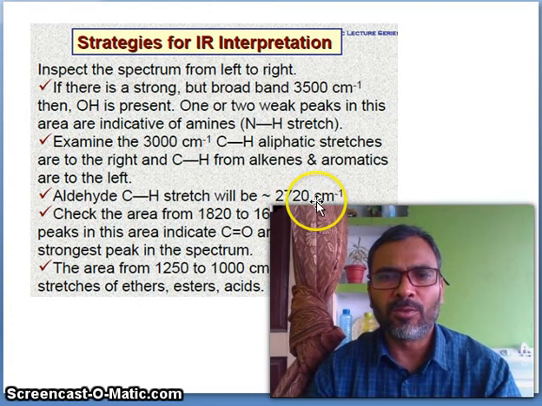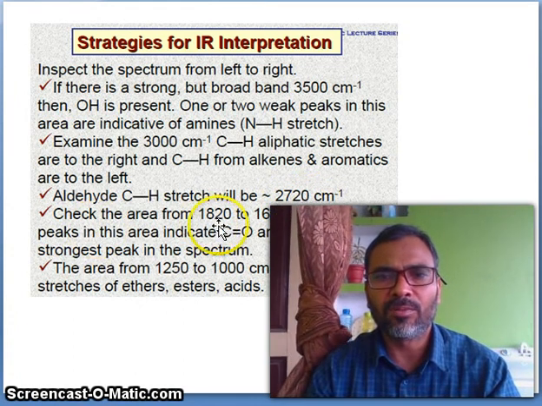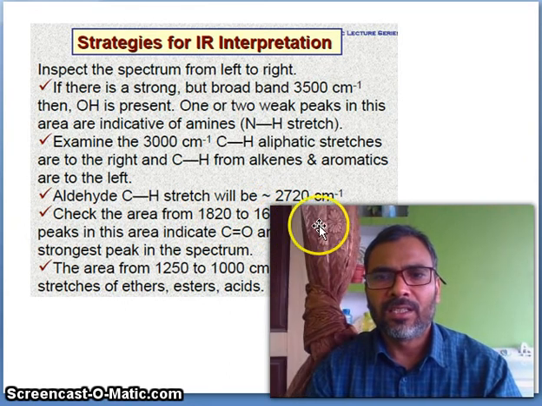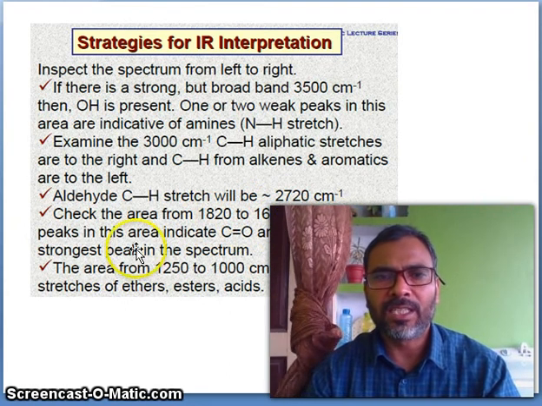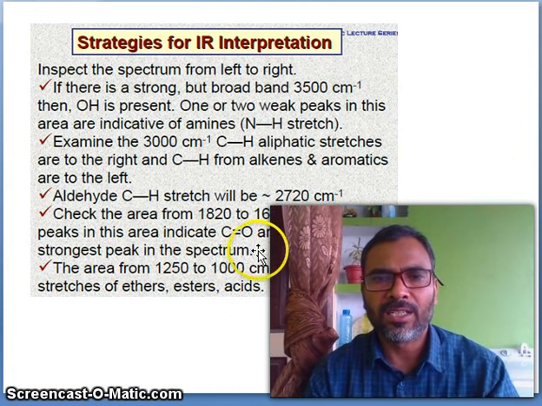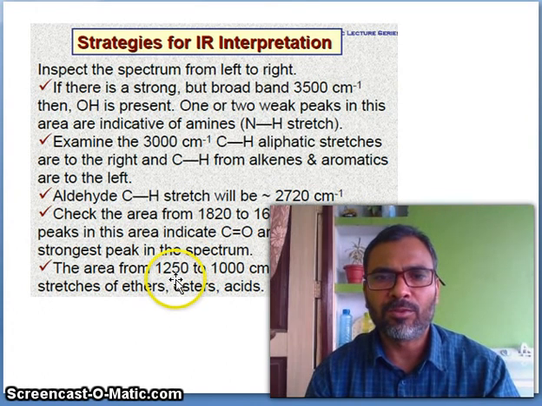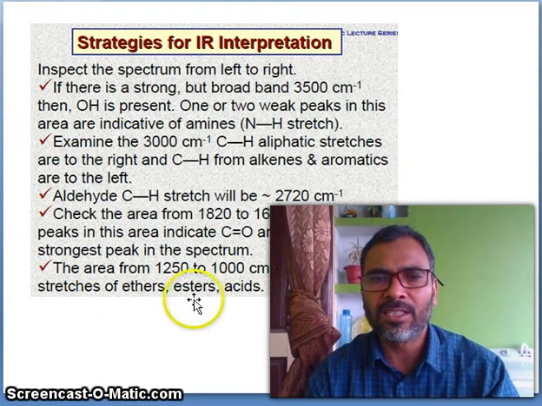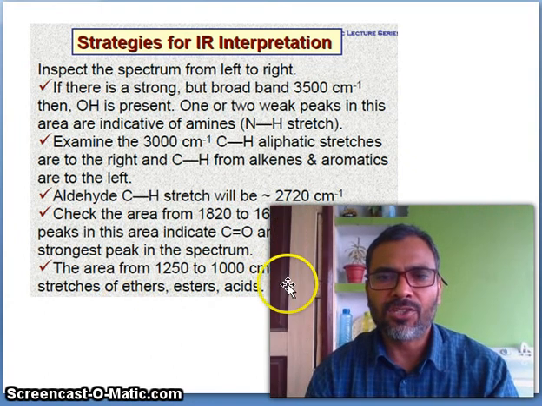Check the area from 1820 to 1630 reciprocal centimeter. A strong peak in this area indicates C=O, and this is often the strongest peak in the spectra. The area from 1250 to 1000 reciprocal centimeter is the C-O stretch of ether, ester, and acid.